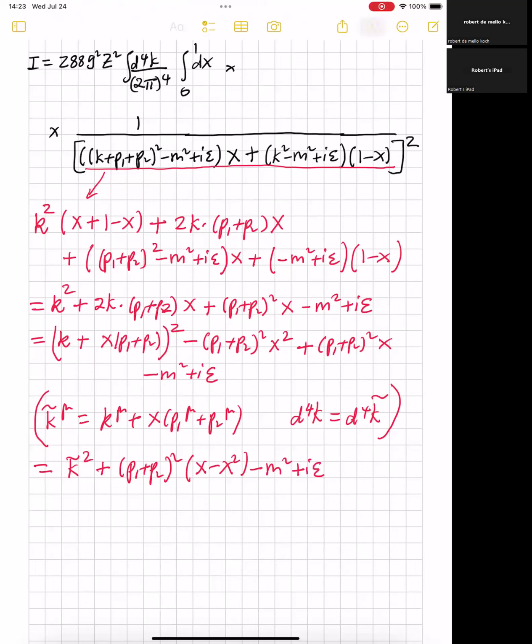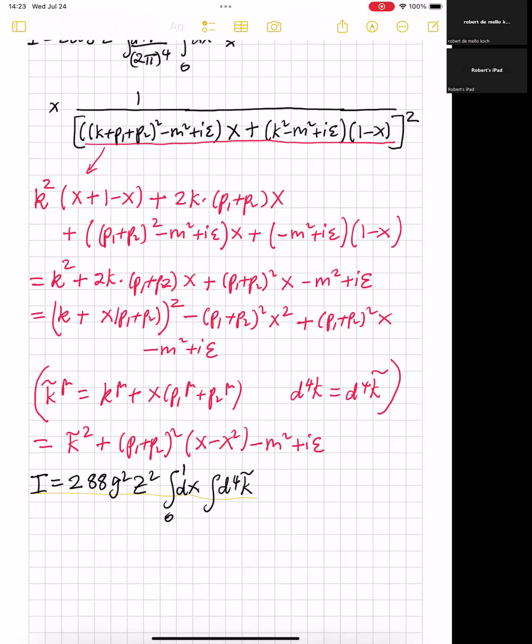Very good. So now let's see, what does our integral look like? We can return to the integral. So I will be equal to 288 g squared z squared. We'll have the integral over the Feynman parameter from 0 to 1 dx. Then we will have an integral d4, now it will be k tilde. And then the integrand is 1 over, and we will have k tilde squared plus (p1 plus p2) squared into (x minus x squared) minus m squared plus iε, and this is squared.